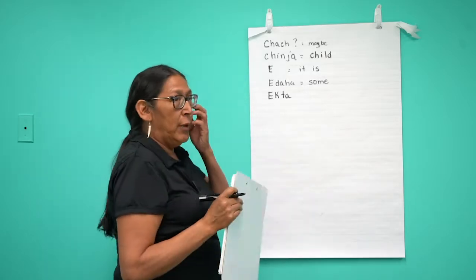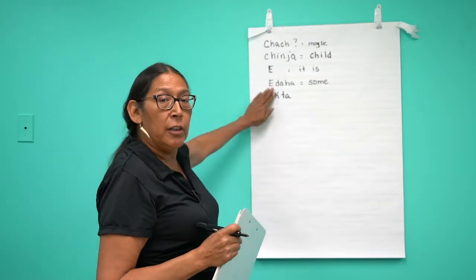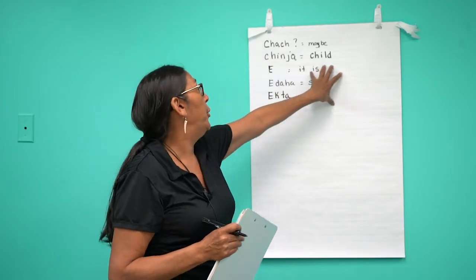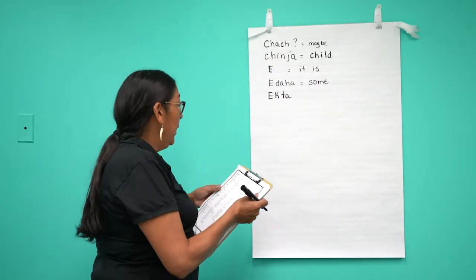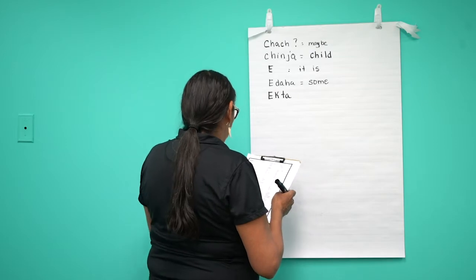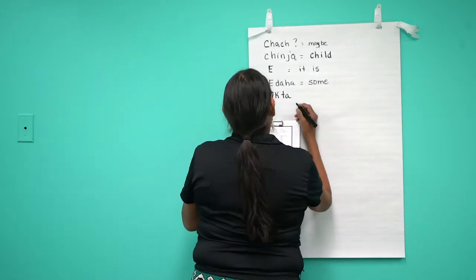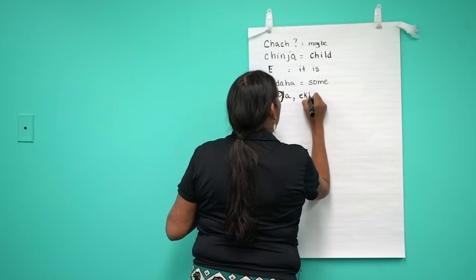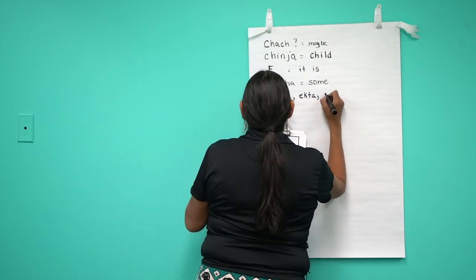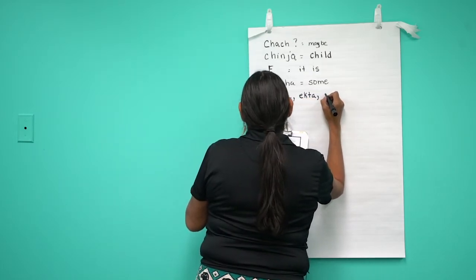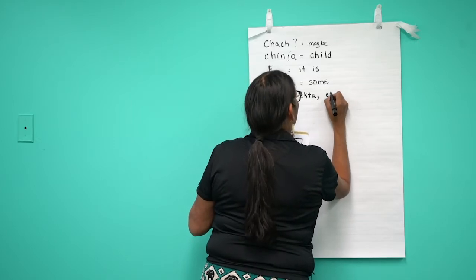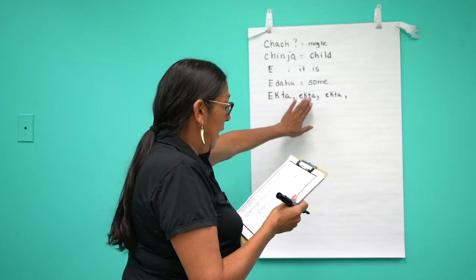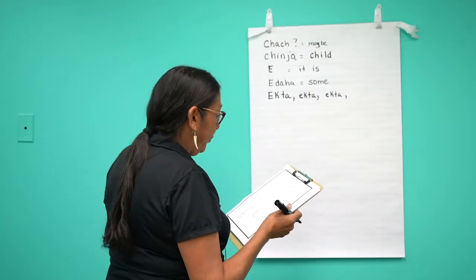Okay. Now we have, and I think what I call these I believe are articles. That's what I call these when you're putting your language structure together. These are add-ins that you put into your sentence. And I'm going to go ekta. And I don't know, it's all the same. Ekta. Now, ekta, ekta, ekta.